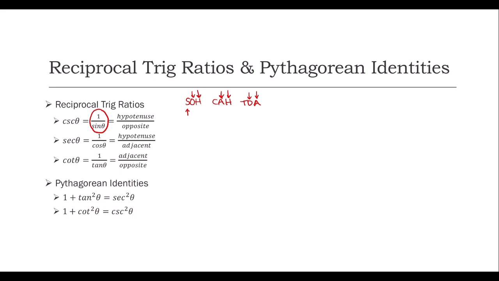We have some more Pythagorean identities. So we have 1 plus tangent squared theta equals secant squared theta, and 1 plus cotangent squared theta equals cosecant squared theta. So these will be useful for solving problems with trigonometry.